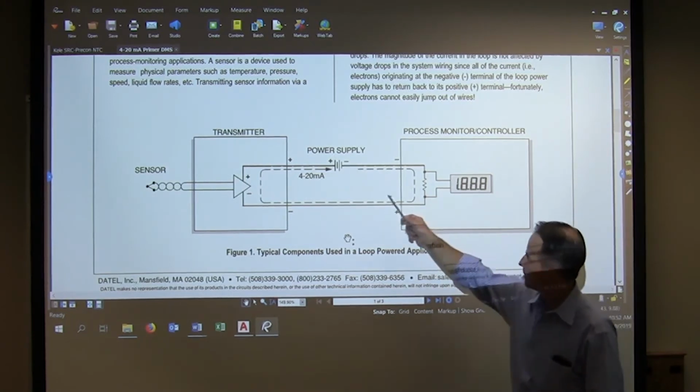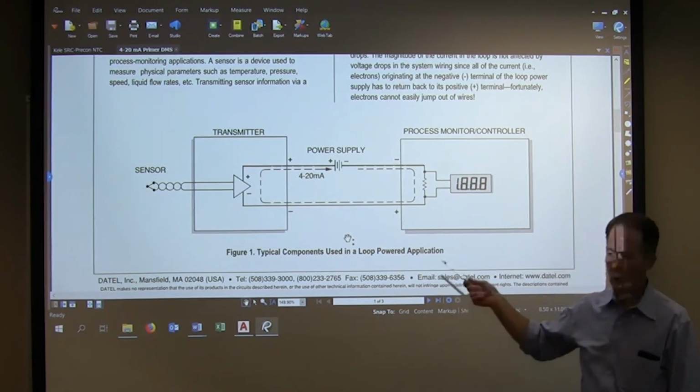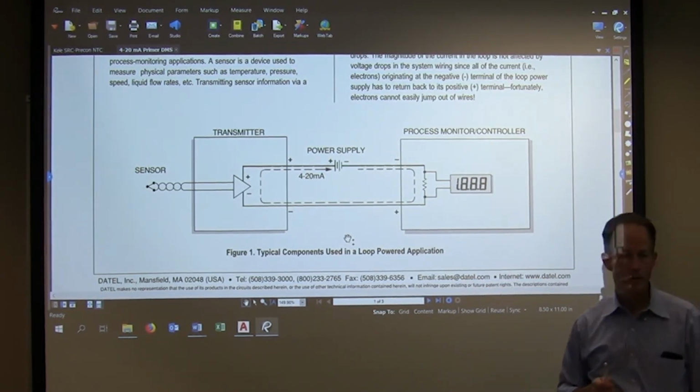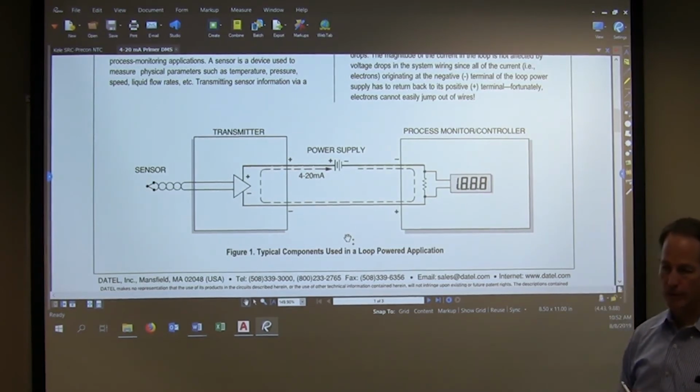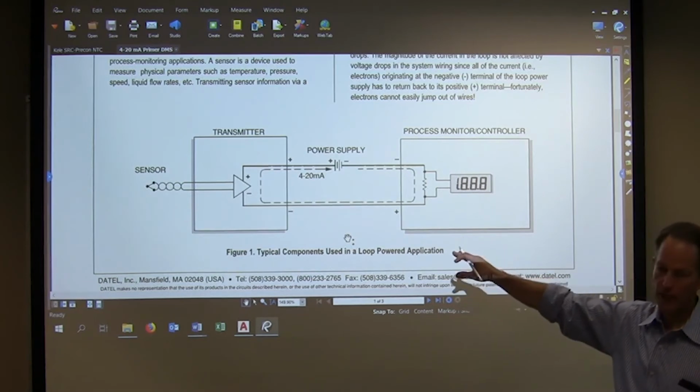So if I'm 10, 1, 1, and 10, I need at least 22. So what do we usually put in for our power supplies? Probably a 24. That's very typical, 24 volts DC, okay? And that'll take care of powering up our transmitter.